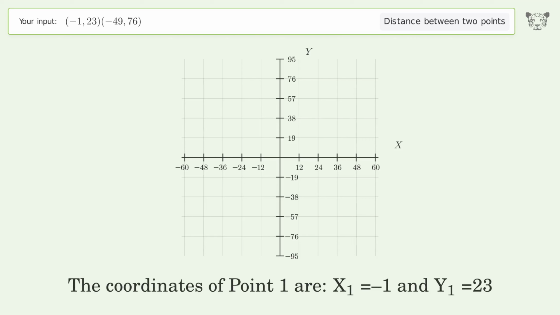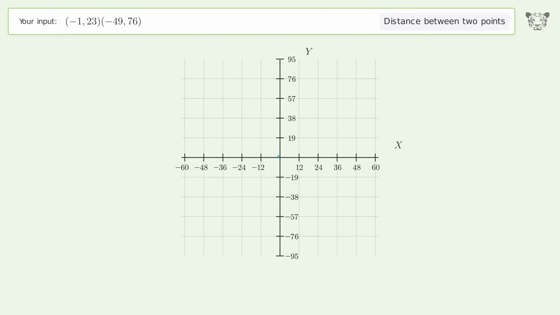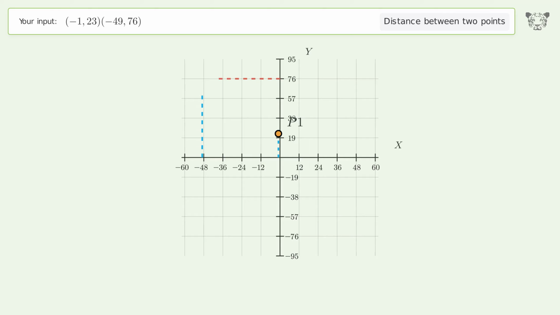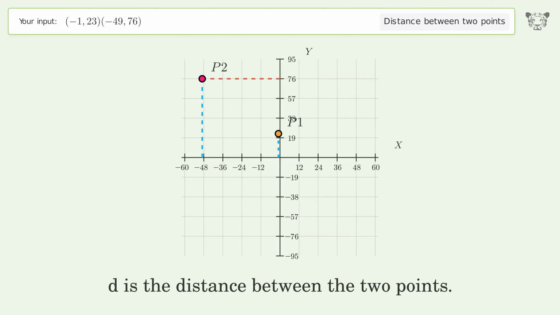The coordinates of point 1 are x1 equals -1 and y1 equals 23. The coordinates of point 2 are x2 equals -49 and y2 equals 76. D is the distance between the 2 points.